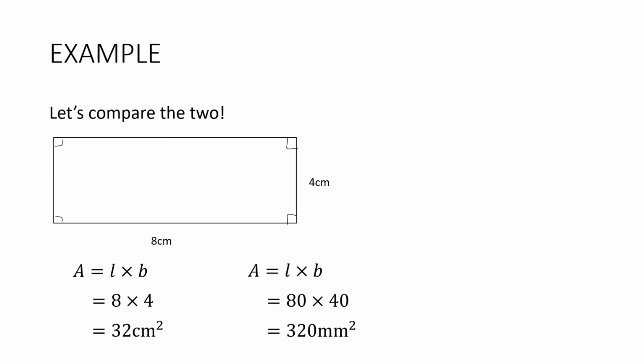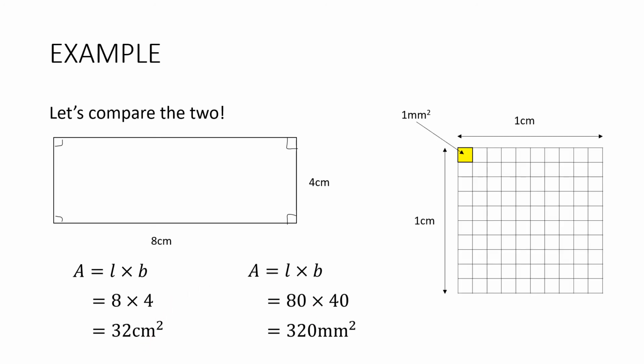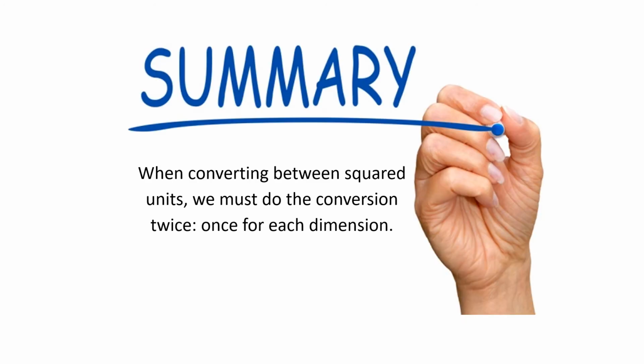Let's compare those two. 32 centimetres squared, 320 millimetres squared. Can you see how I had to do the conversion twice, once for each dimension? So how many millimetres squared are there in a centimetre squared? There's 100, isn't there? So in summary, when converting between squared units, we must do the conversion twice, once for each dimension.